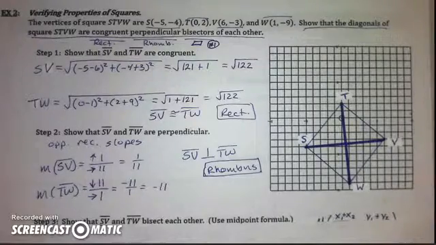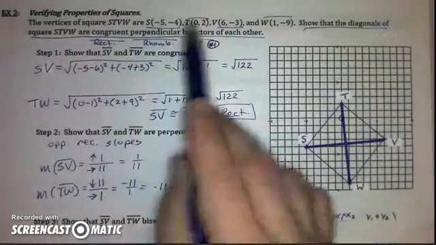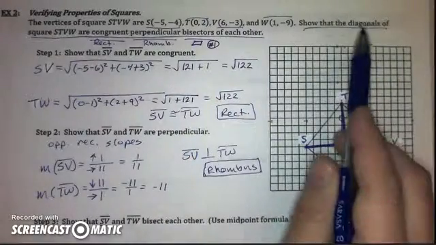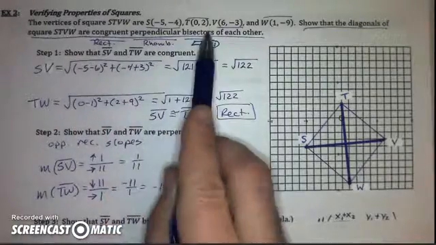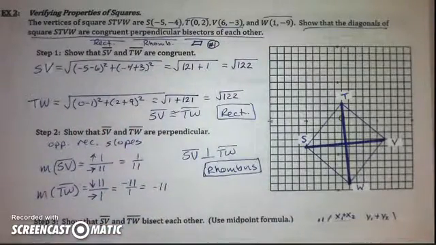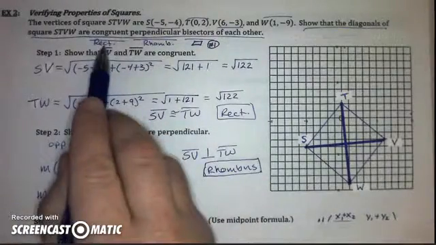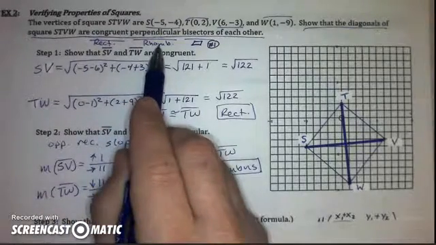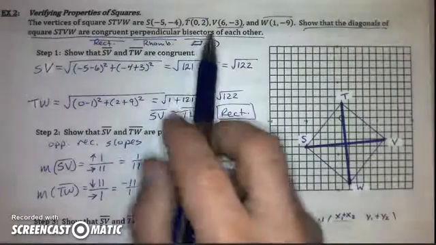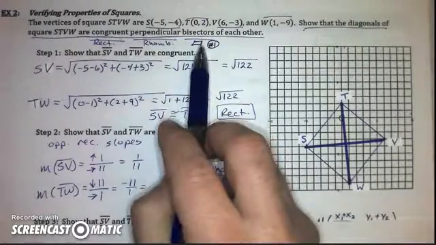And so here's what we worked through in the video. We plotted our points first, and we wanted to show that the diagonals of this square are congruent perpendicular bisectors of each other. If the diagonals are congruent, remember that means it's a rectangle. If the diagonals are perpendicular, that means it's a rhombus. And because they bisect each other, it's a parallelogram.